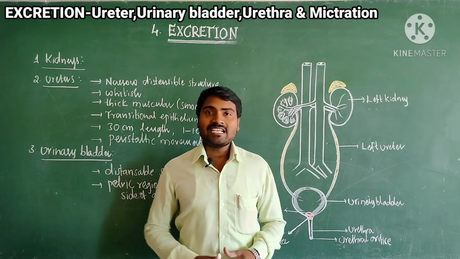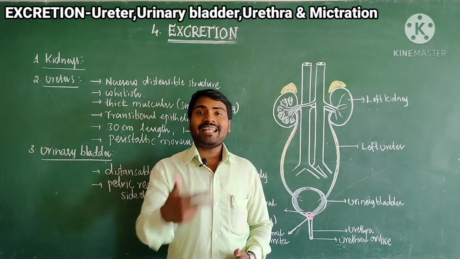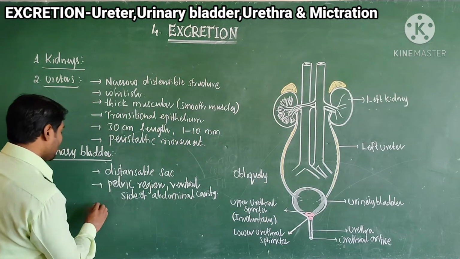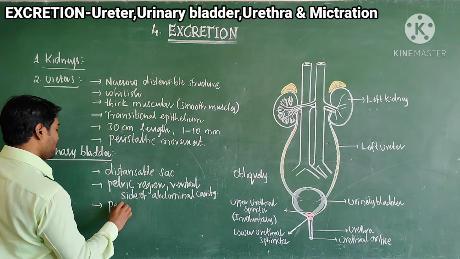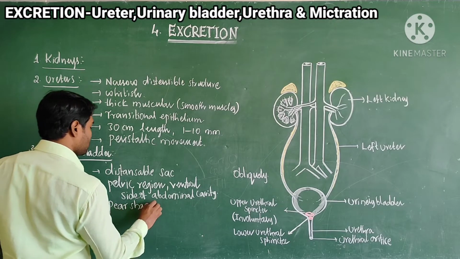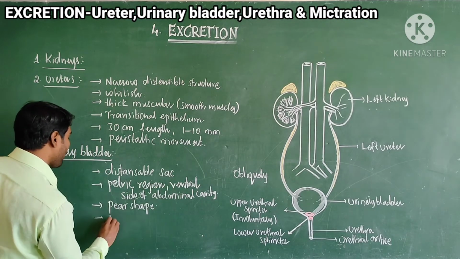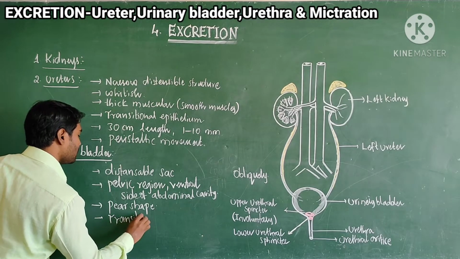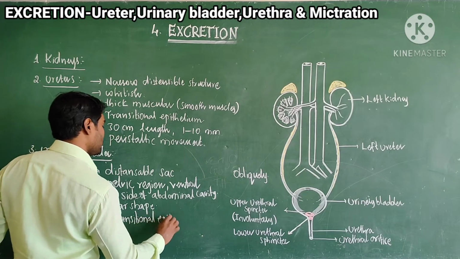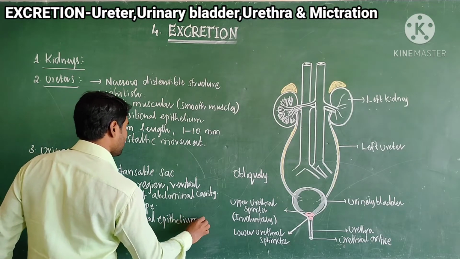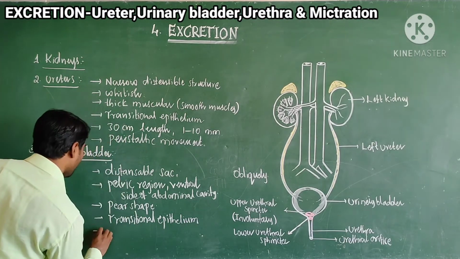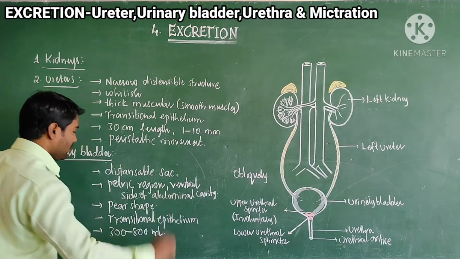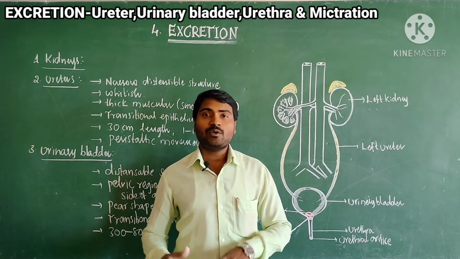It is a distensible sac-like structure present in the pelvic region, on the ventral surface, the front side. The shape of the bladder when filled with urine is pear-shaped. It is also made up of a special type of epithelium called transitional epithelium. Its capacity is nearly 300 to 800 ml.